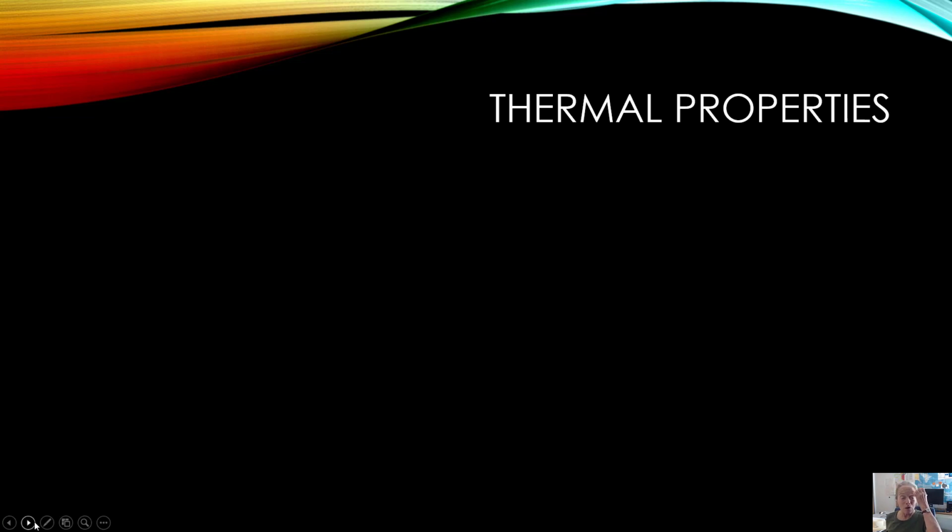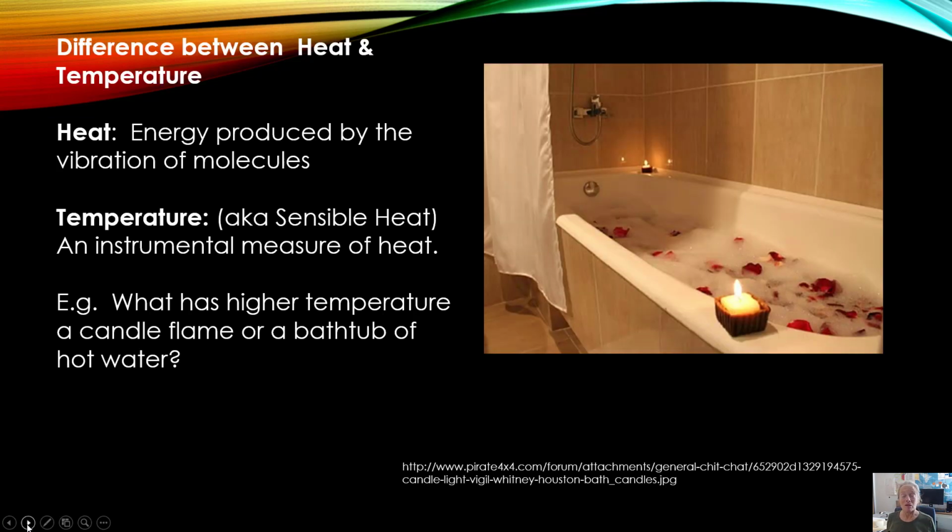Thermal properties of water. All right, let's get a couple definitions out of the way here. Heat and temperature. Heat is basically the vibration, the energy of the vibration of molecules. Temperature is our measurement of heat. So this bathtub full of hot water probably has more heat than the candle, or one candle, maybe, I'm not sure. But the candle probably would have a much higher temperature, obviously, than the bathtub water.